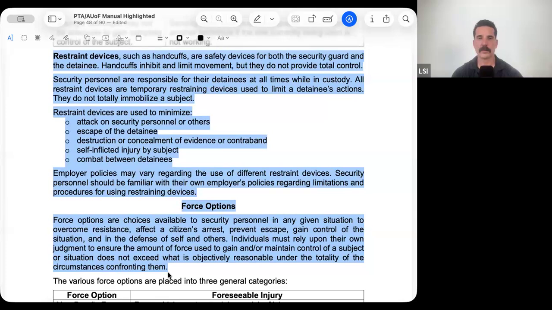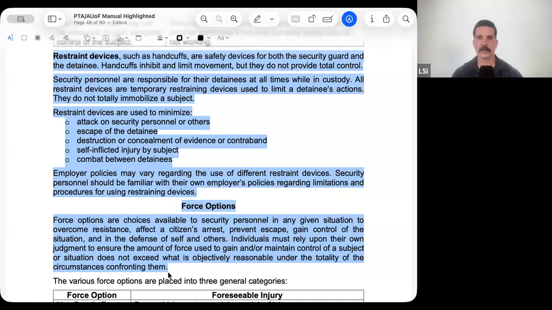Escape of the detainee. Destruction or concealment of evidence or contraband. Self-inflicted injury by subject. Combat between detainees. Employer policies may vary regarding the use of different restraint devices. Security personnel should be familiar with their own employer's policies regarding limitations and procedures for using restraining devices.